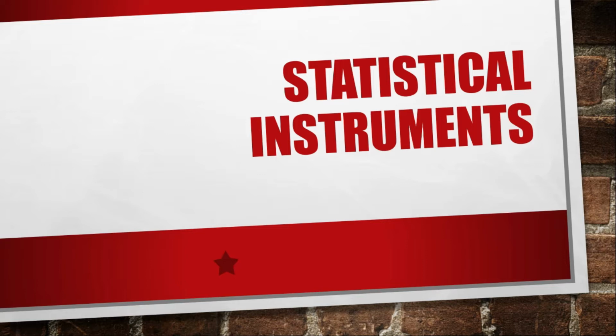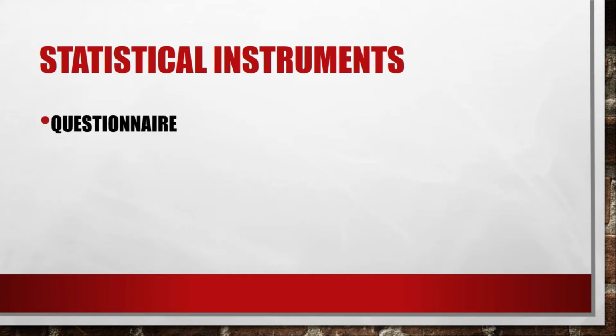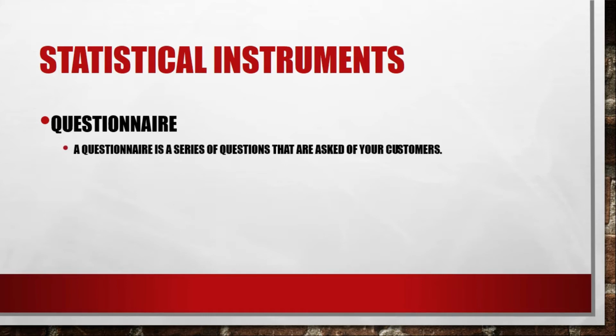Statistical instruments. A statistical instrument is any process that aims at describing a phenomenon using any instrument or device. However, the result may be used as a control tool. Now, the different types of statistical instruments are your questionnaire. When we say questionnaire, it is a series of questions that are asked of your customers.